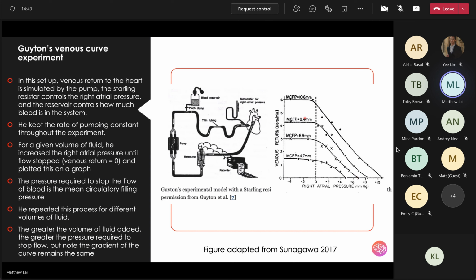And so he repeats this for ever-increasing volumes of fluid, producing these very famous venous return graphs, which have confused med students for a long time now. So we have these curves, but what do these curves actually mean for cardiac output?